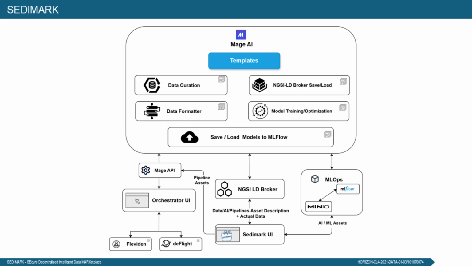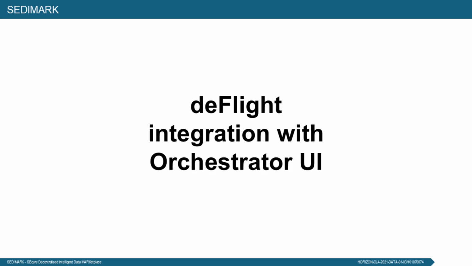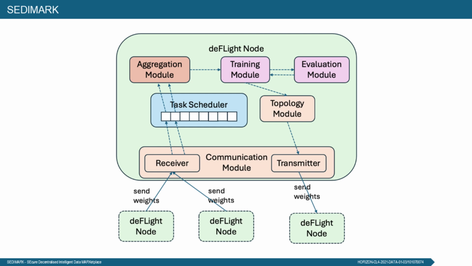In the high-level architecture depiction of the SEDIMARK toolbox interaction, we present, highlighted with red, the communication between the Orchestrator UI front-end application and the Federated Learning Services. Now we will show a client-side configuration scenario for the DefLight service inside Orchestrator UI. This process will allow us to train an AI model using our configuration parameters.